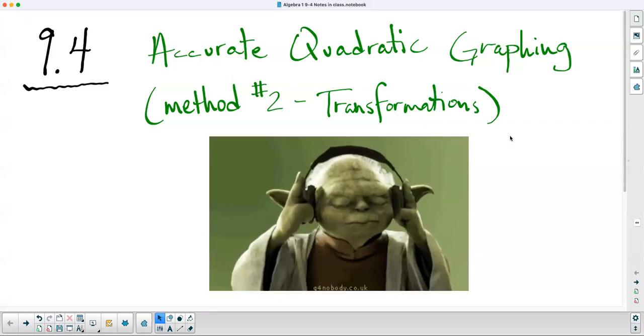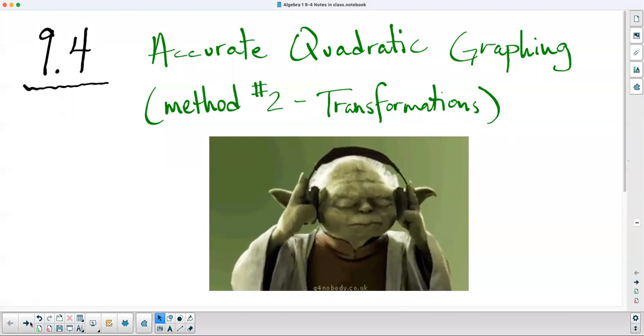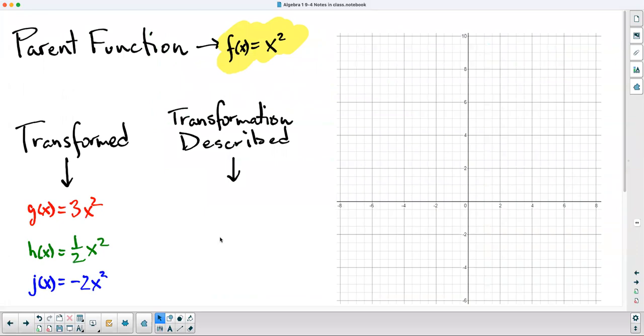Okay. So this is going to be the, okay, I got to change slide. Or not. There we go. This is going to be the second method of graphing accurately.